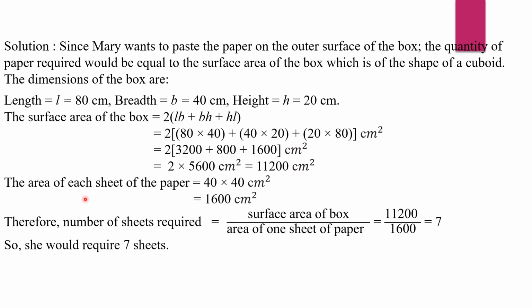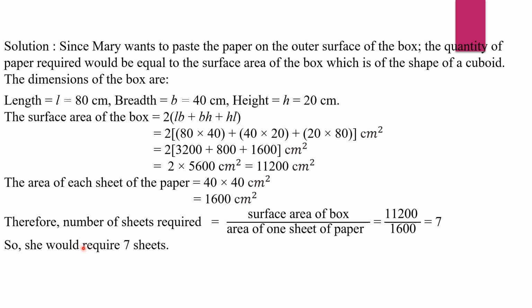Right. The area of each sheet of paper is equal to 40 into 40 centimeter square because the sheet is in the shape of a square and its measurement is 40 centimeters. So 40 into 40, that is 1600 centimeter square. This is the area of the square sheet of colored paper.